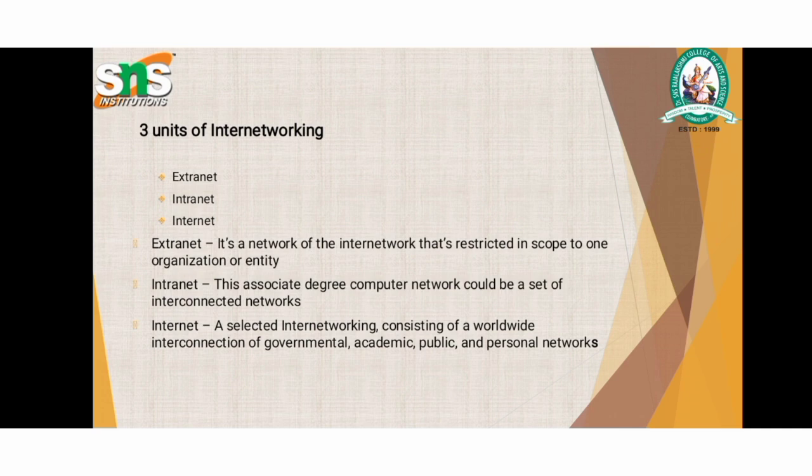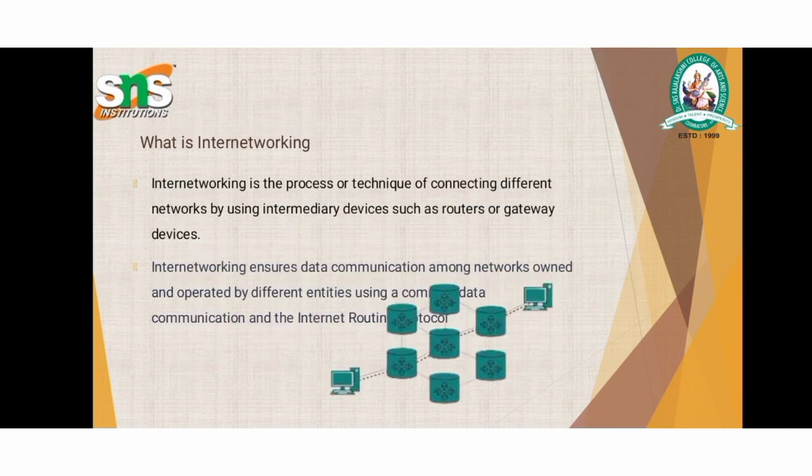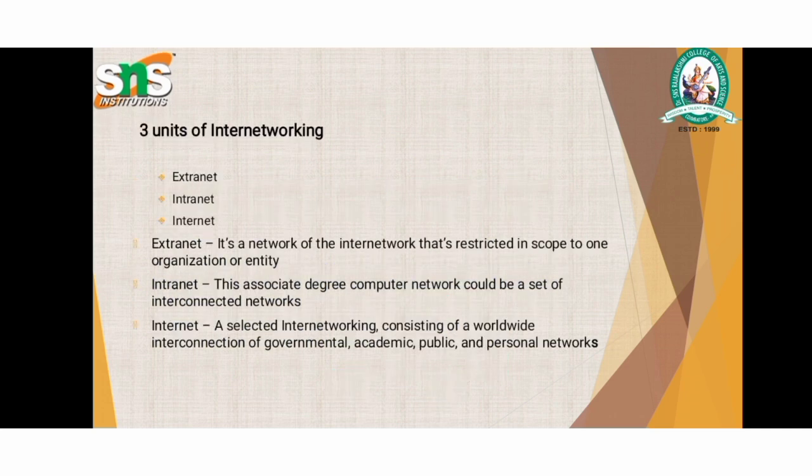Now I'm going to explain the three units of networking. That's extranet, intranet and internet. Internet working is implemented with these three layers of this model, and the notable example is the Internet, that is capitalized. There are three variants of internet working depending on who administers and who participated in the particular networks.